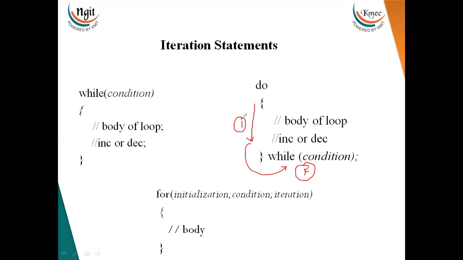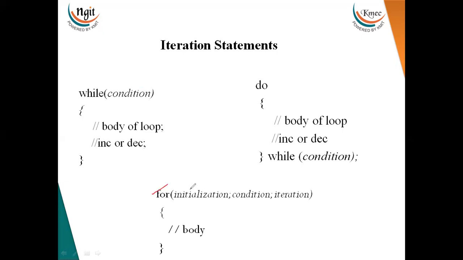So the difference between while and do while is, in while, if the condition is true, then only it executes the block of statements. Whereas in do while, even though the condition becomes false, it executes at least once. That is the difference between the while and do while. While is an entry checking loop, do while is an exit checking loop. Coming to the for loop.